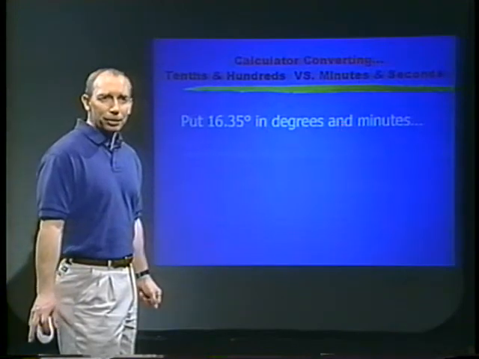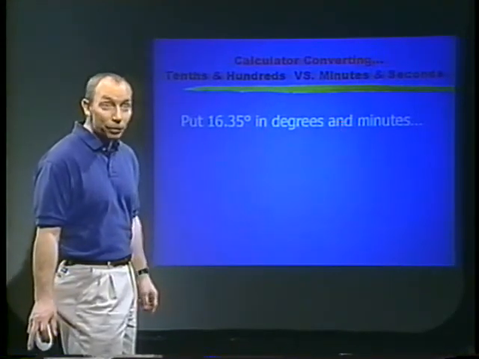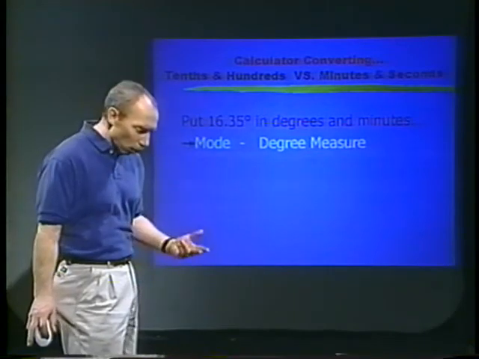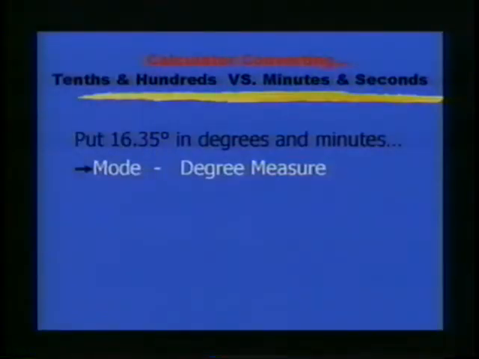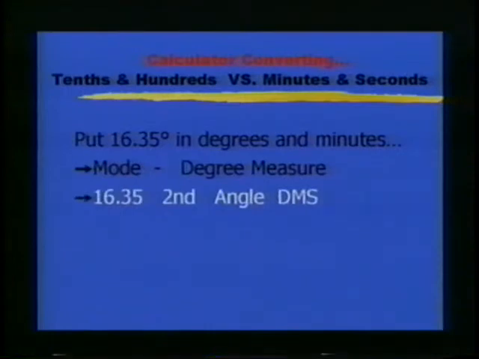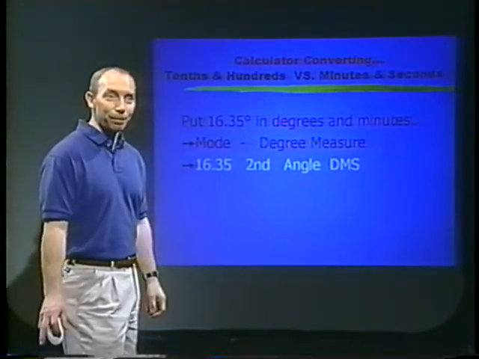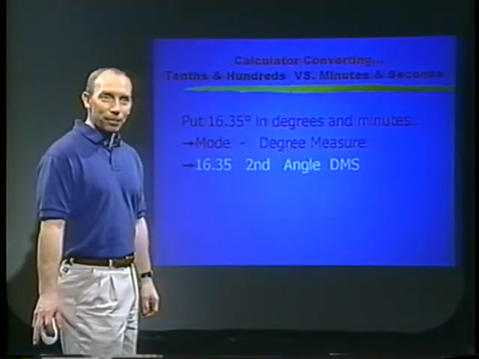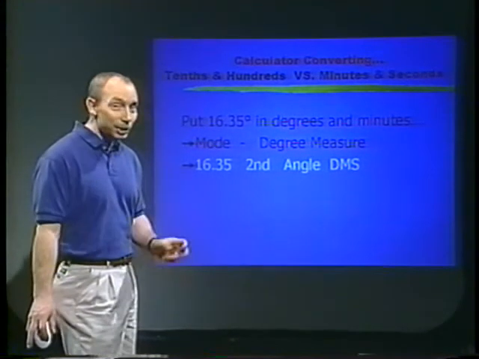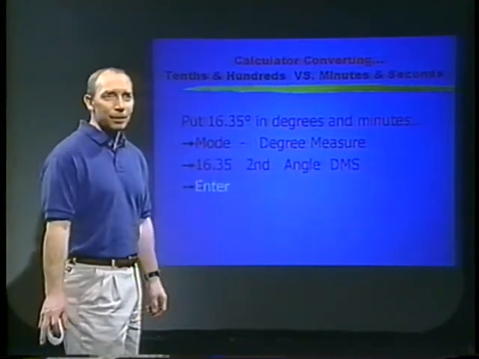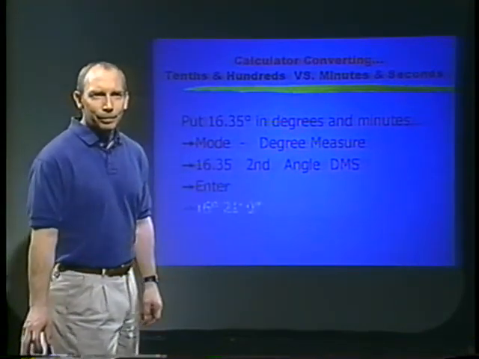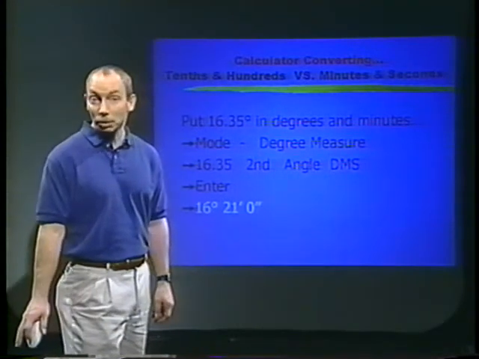The way to do it with a calculator, and this is much easier, we only need one button for this, okay? Once again, as always, if you're old like me, you want to make sure you forget things. You want to make sure you're in degree measure here. So I always start off with mode, degree measure, okay? Then we're going to use this DMS. Now, what do you think DMS stands for? Degrees, minutes, seconds, okay? And it's actually on the second button, okay? 16.35, second, angle, and there's a DMS. I'll show you in a second, okay? And then hit enter. And I'm hoping we get that. Cool. It's in degrees, minutes, and seconds.